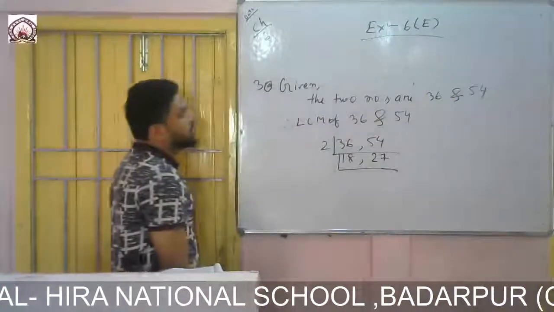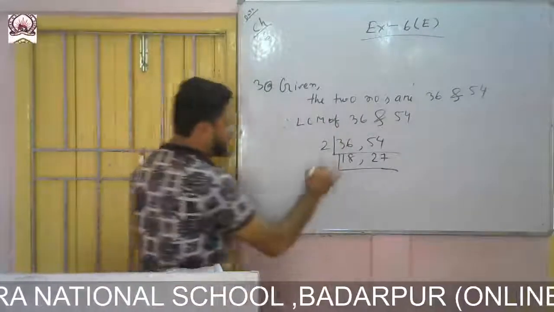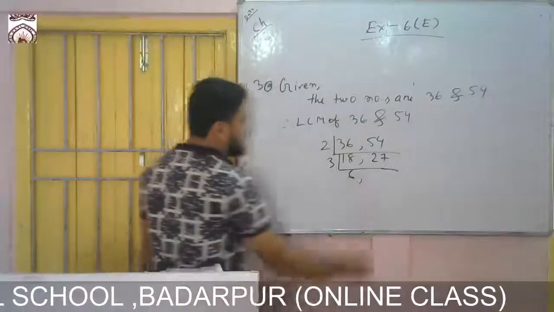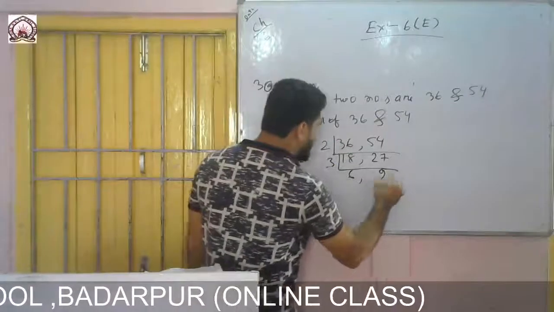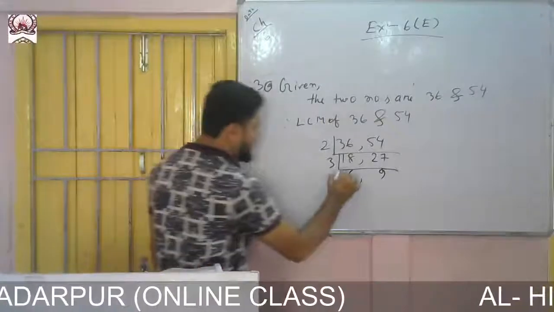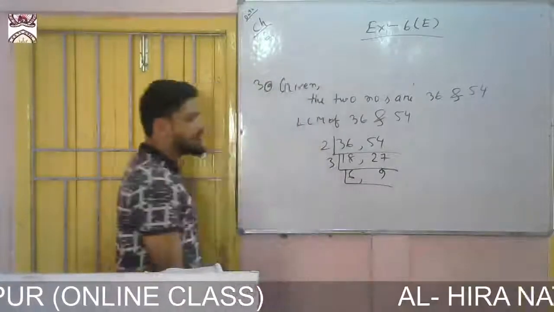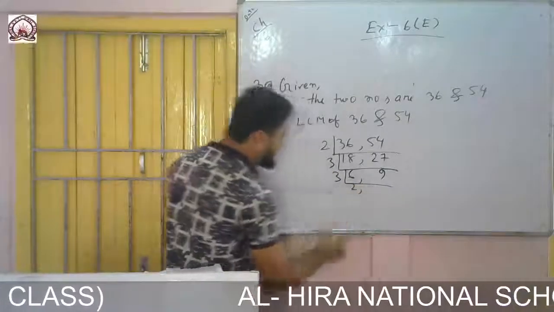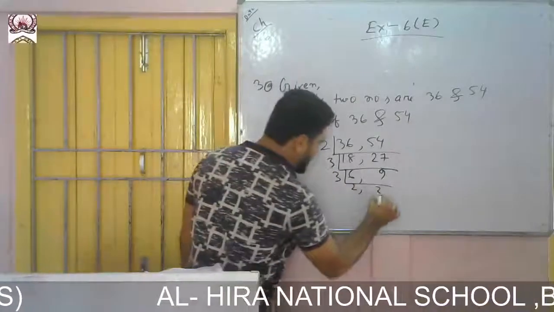With 3 both we can divide. So 3 6s are 18. Okay. And 3 9s are 27. Okay. So again this one, we can divide with 3. Yes, 3 2s are 6 and 3 3s are 9.